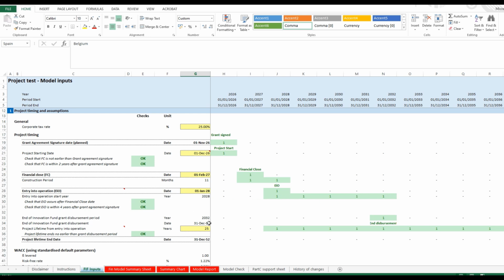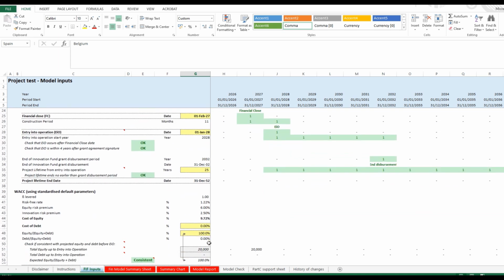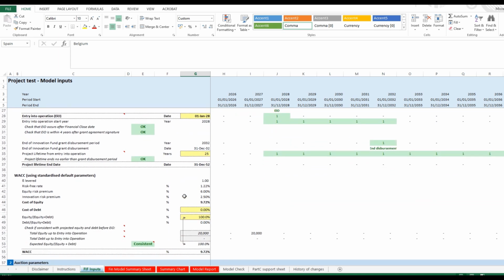Your projections must cover the full operational life, not just the Innovation Fund grant disbursement period, which for this call is 5 years after the entry into operation date. To complete the project WACC calculation, enter the cost of debt, if applicable, and the share of equity relative to the project's total equity and debt financing.